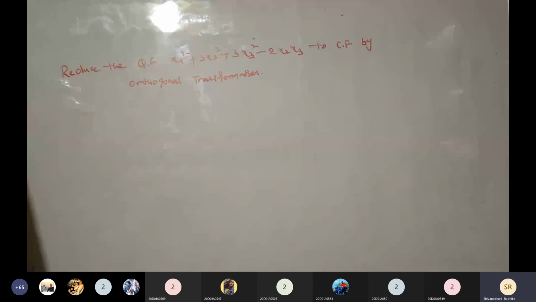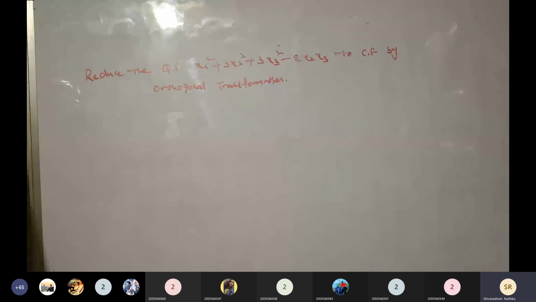Do this problem, tell me the eigenvalues fast. I'm waiting. To write the eigenvalues, you have to tell. You have to do this problem, right?